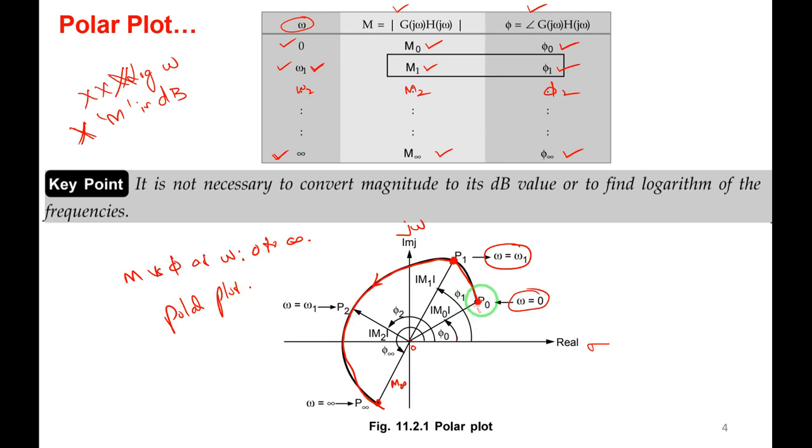So let us call this p naught, p1, p2, and p infinity. These are tips of phasors. This is a phasor, from here to here we call this a phasor. This is the angle and this is the magnitude. So by joining all the tips of phasors, we will get the polar plot.